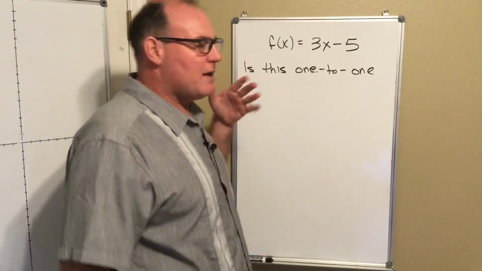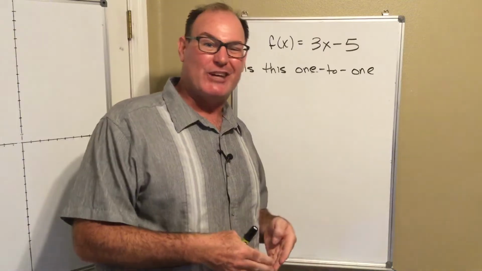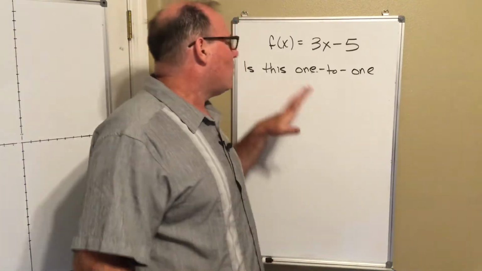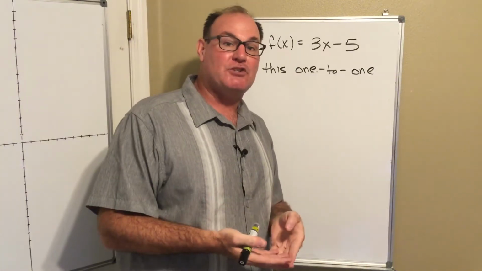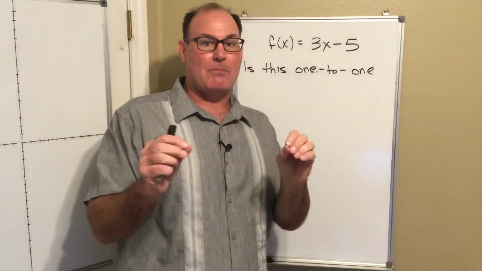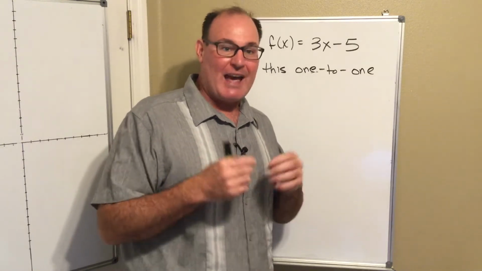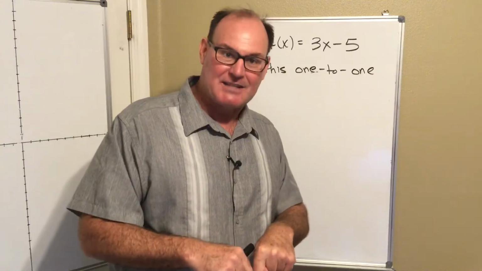All right, so I've showed you how to determine if a function is one-to-one by looking at the graph. Now, what if I just give you the function? And I don't want you to graph it. I want you to be able to determine analytically if this is a one-to-one function. Remember, one-to-one means if I have equal y values, that means they came from the same x value.